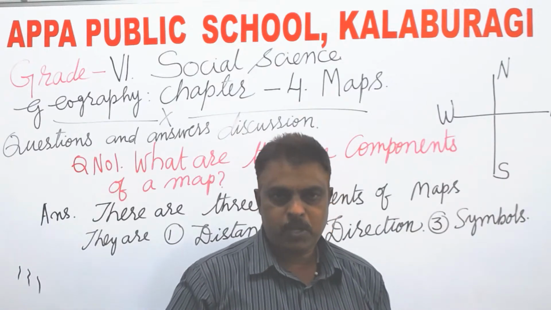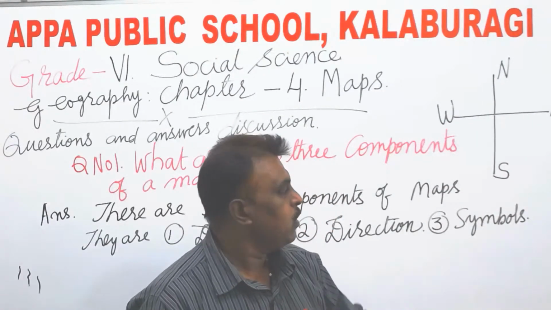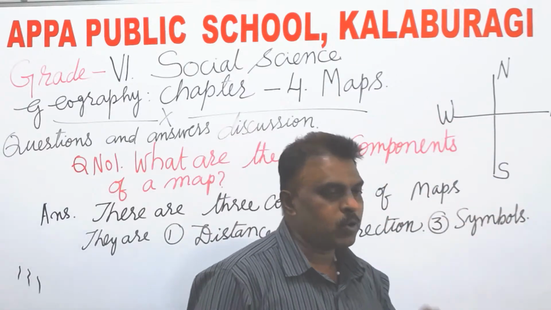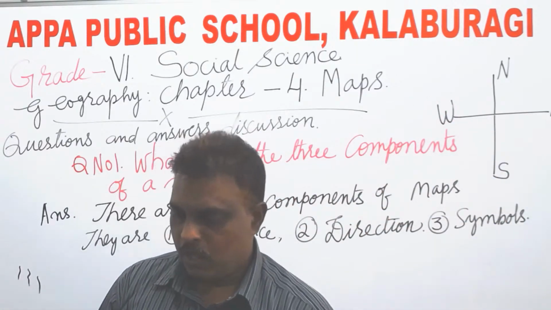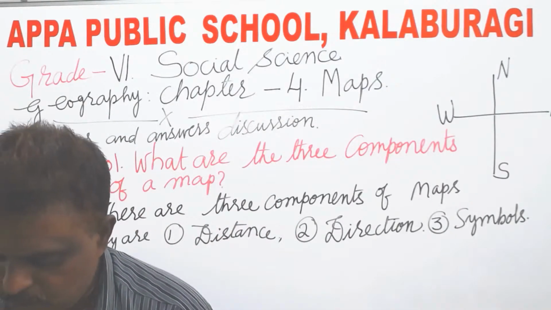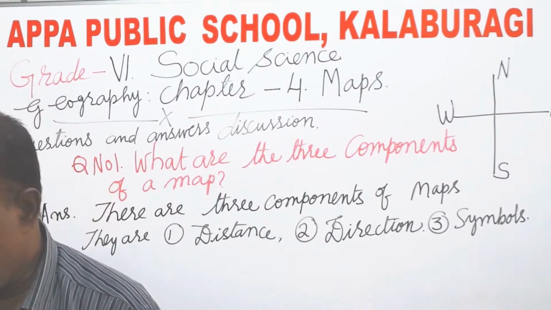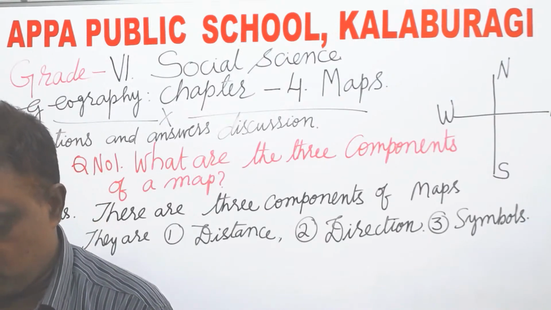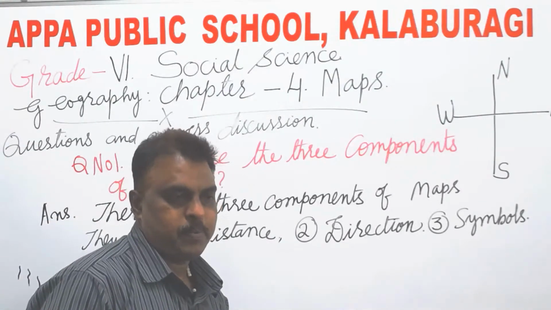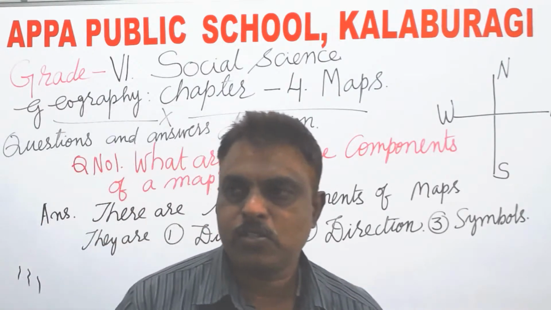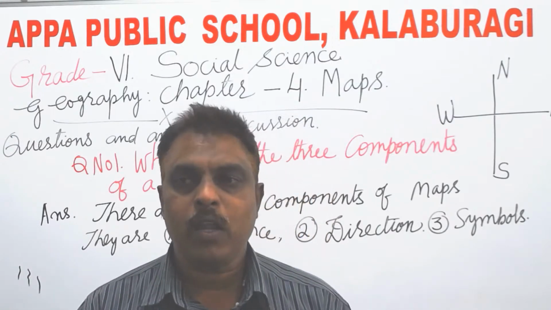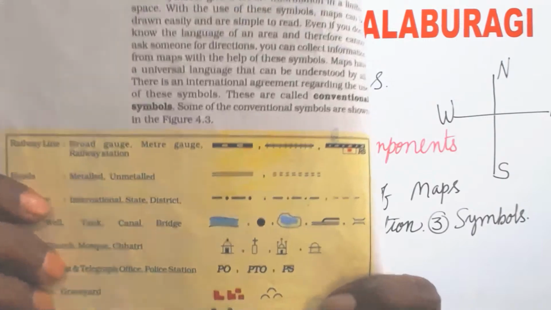In this way, you can see which direction a place belongs to, such as Gulbarga in Karnataka. And next one is symbols. The textbook gives a lot of information about symbols. The symbols give information on a piece of paper or one particular map. By seeing the symbols, you can understand where things are. So these are the symbols.